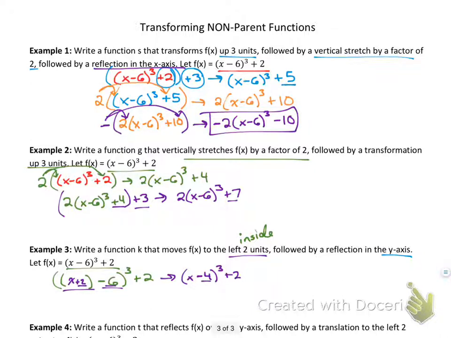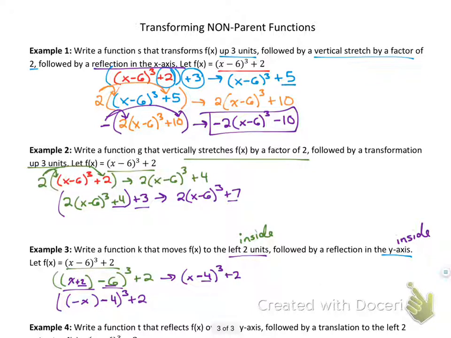Well, the y-axis goes inside again. So I'm going to do the exact same thing that I just did. I'm going to set it up with parentheses with my new purple equation. So we have parentheses minus 4 cubed plus 2. And it's a reflection in the y-axis, so it's just a negative.